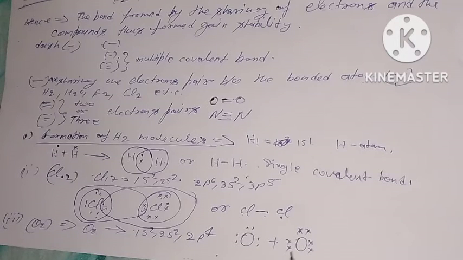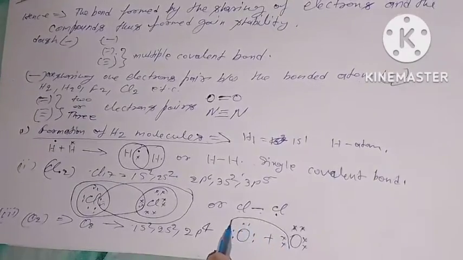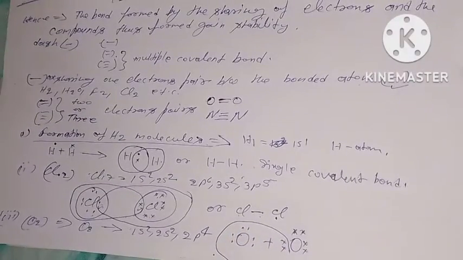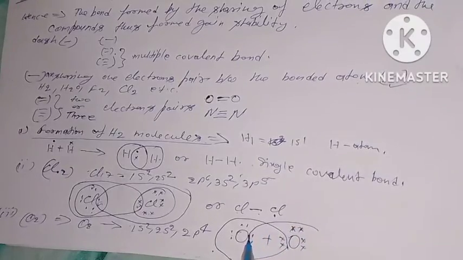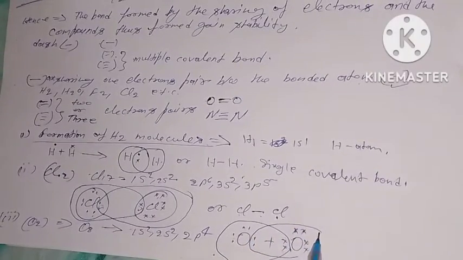Then sharing of two pair electrons: 2 to 4 to 6 to 8, and 2 to 4 to 6. To complete the octet, 2 electrons are required. So 2 electrons are shared with another oxygen atom.